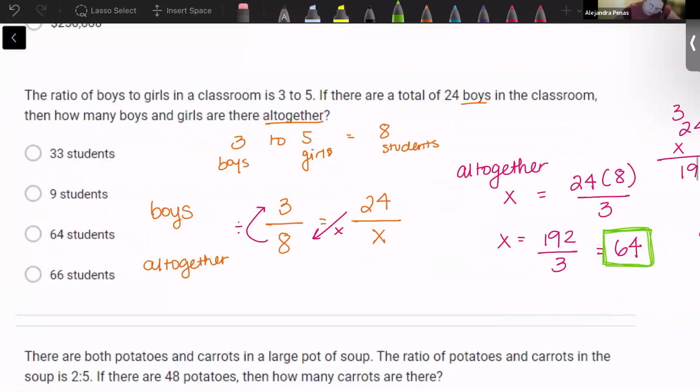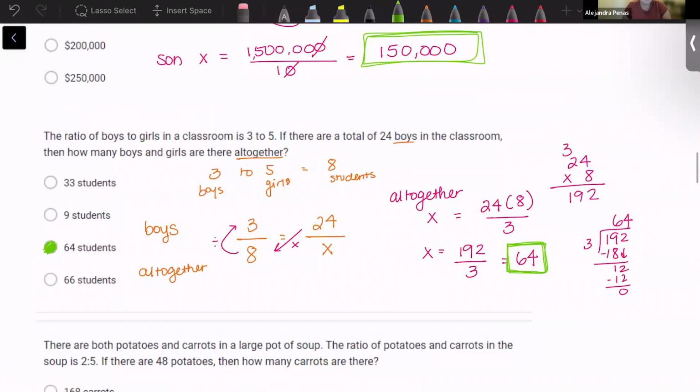Any questions on this one? Anything confusing you? No. Alrighty.